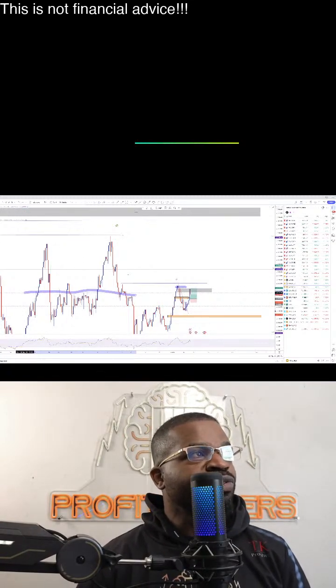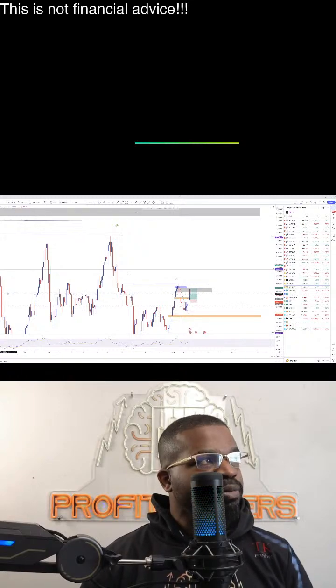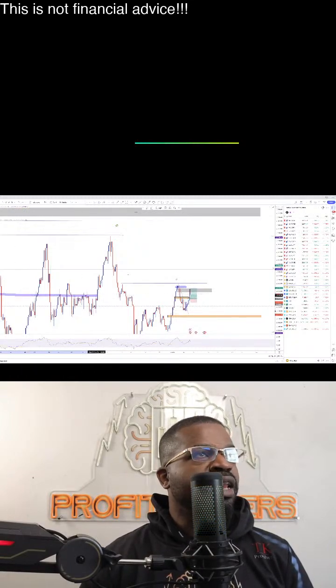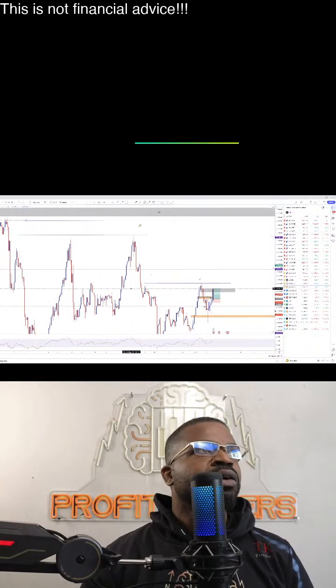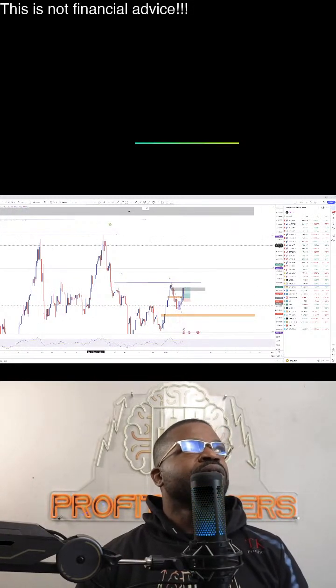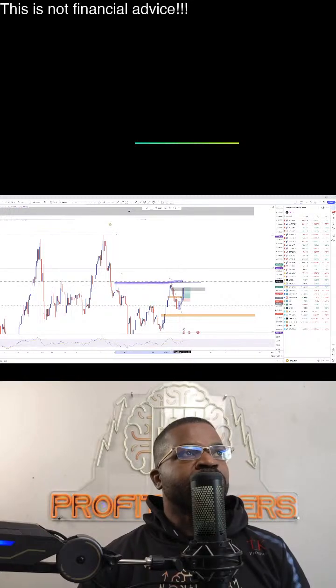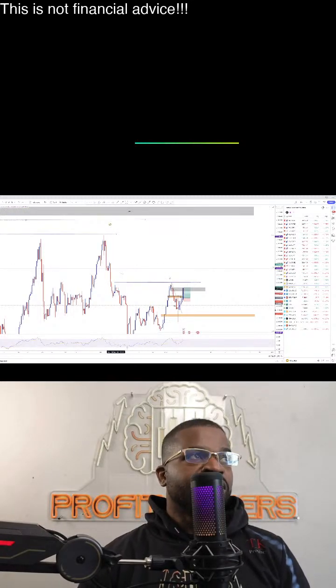Right. So all of those rejections that you see in the market created support at that level. With this wick rejection, there's a great chance that we can see a break above these highs.